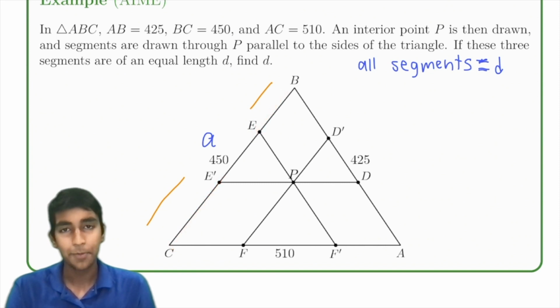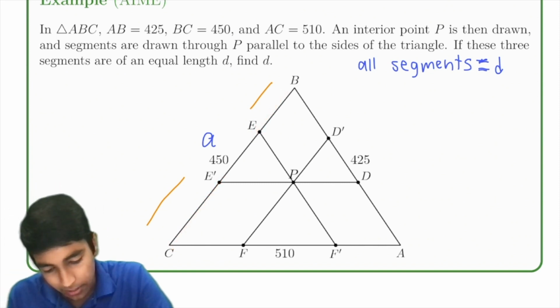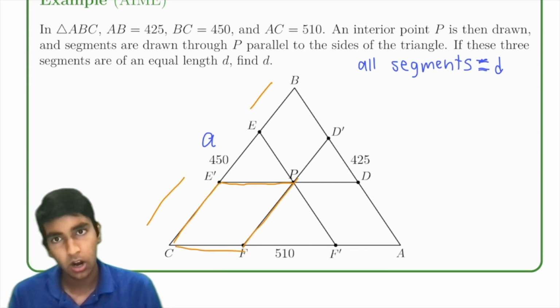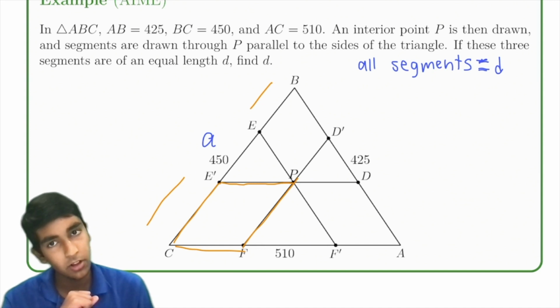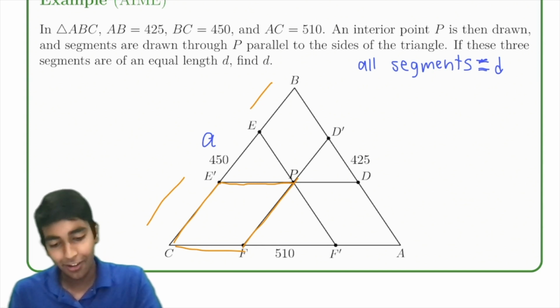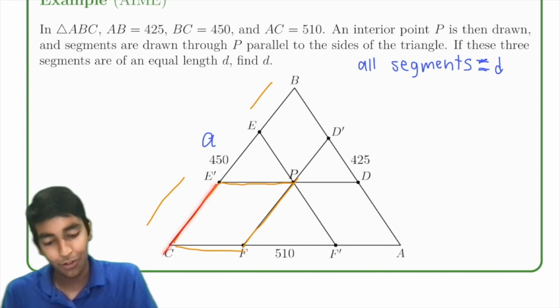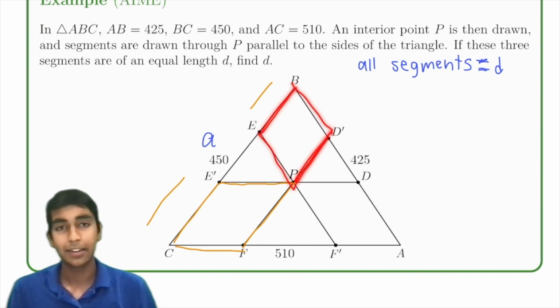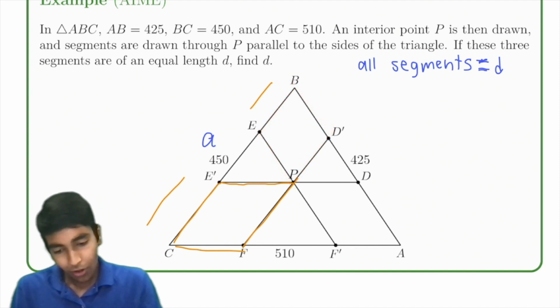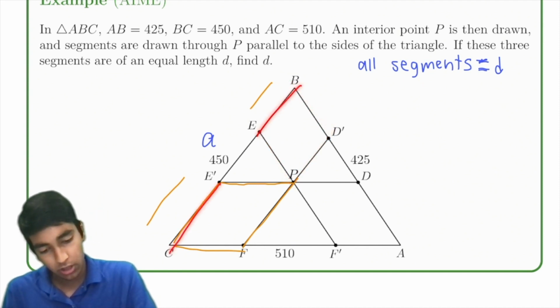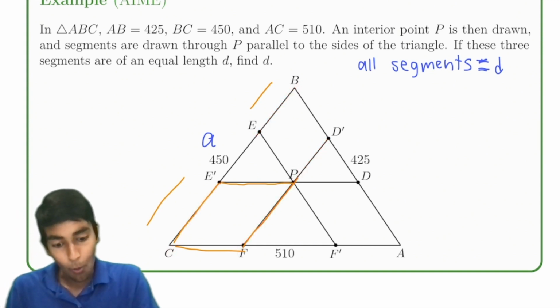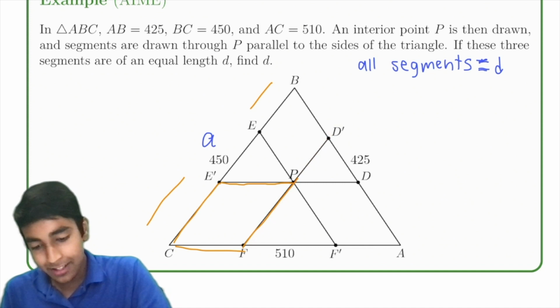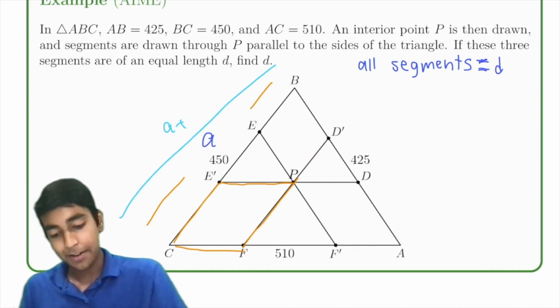Well, the key thing to notice here is parallel lines, right? EP parallel to CF, PF parallel to EC. Does that look like a special quadrilateral? That's a parallelogram. So that means that this side length is equal to this side length. Similarly, this is a parallelogram, so this side length is equal to this side length. So the sum of these 2 side lengths is just this. Oh, but we know that is D. So that means that this whole thing is just A plus D.